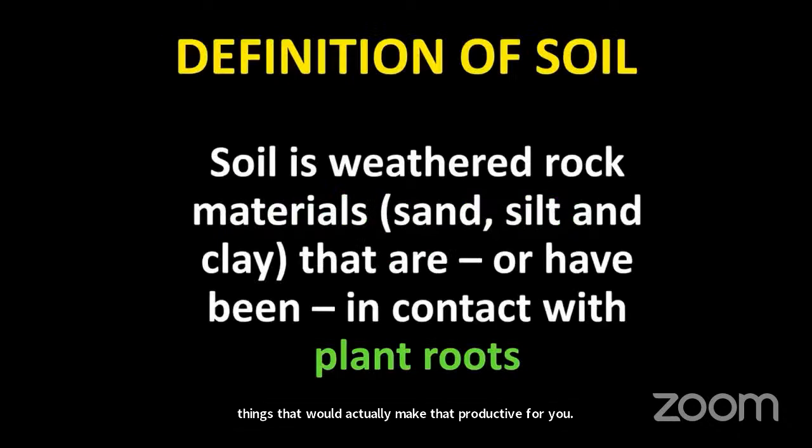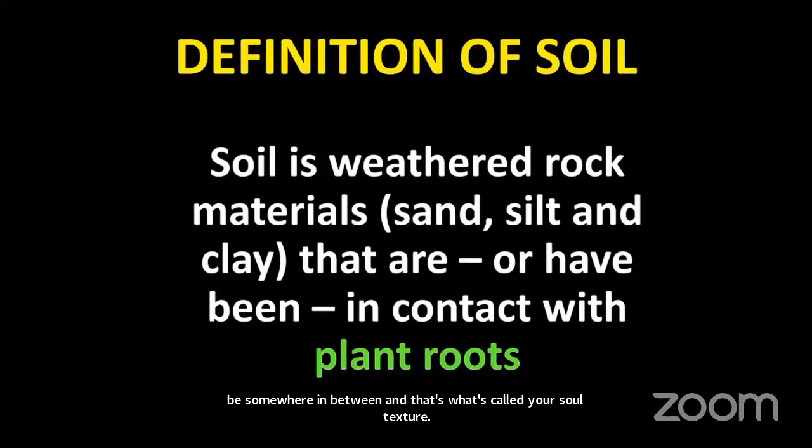So if we look at the definition of soil, we find that it's weathered rock materials of sand, silt and clay, depending on what kind of soil you have. It's going to probably have had different origins depending where in the world you are. Sometimes it's going to be very sandy, sometimes it's going to be almost pure clay, or somewhere in between, and that's what's called your soil texture. But it's not actually soil unless it's been in contact with plant roots.